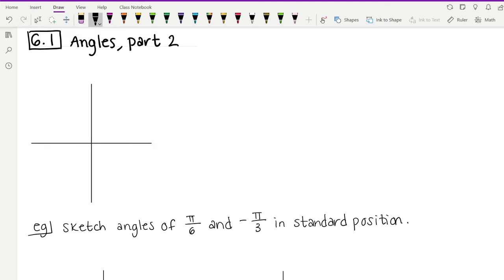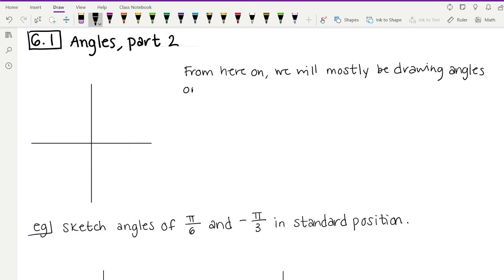So let me just write some of that down. From here on, we will mostly be drawing our angles on the XY plane in what is called standard position. And I'll expand a little bit on what standard position means in a moment.